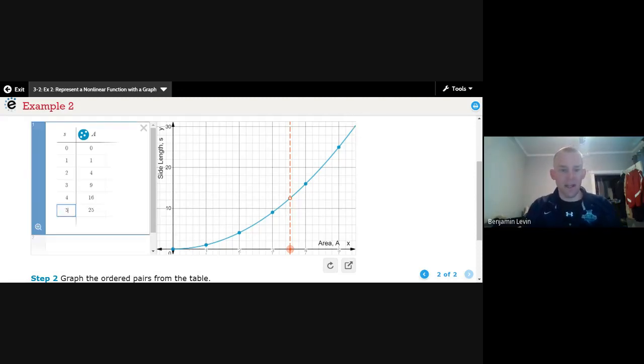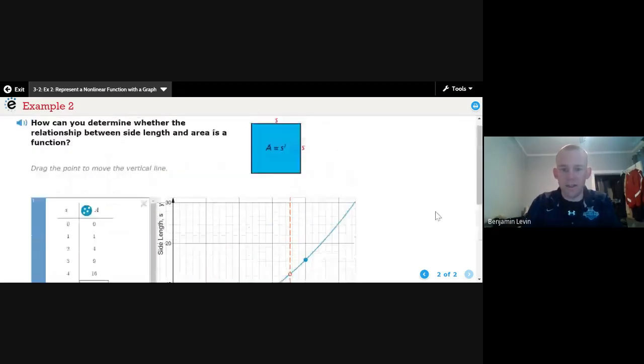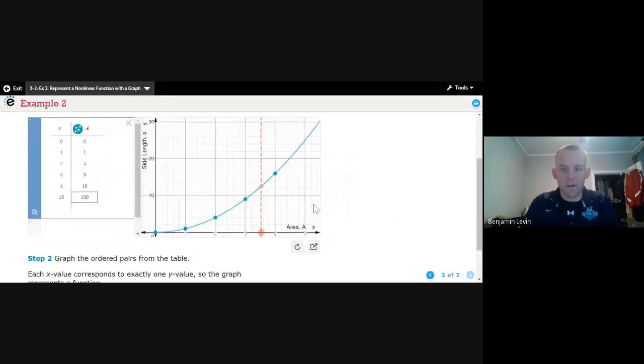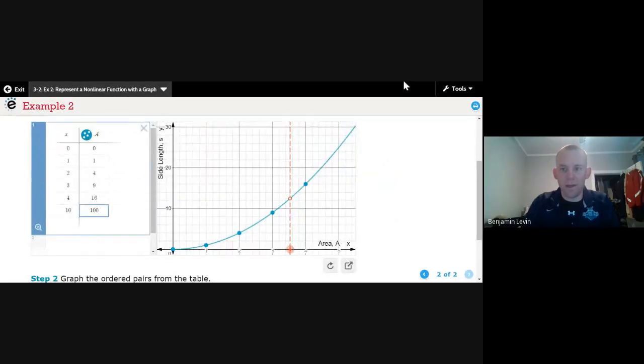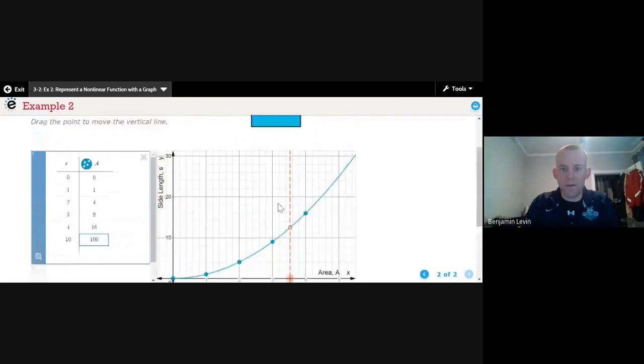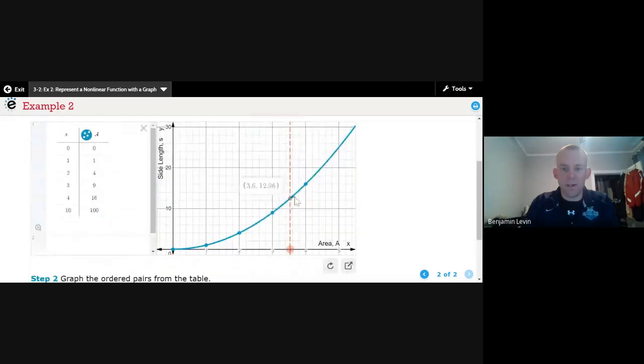If we extend this out to 10 times 10 is 100. So let's zoom out a little bit and see if we can. Oh, it's not going to work. That's okay. It's not going to zoom out for me. But you can see that this curve is going to continue to grow exponentially. It's not growing at a constant rate.